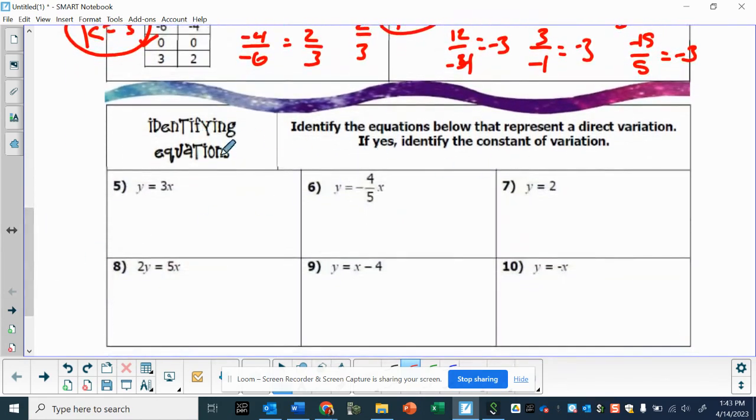In equations, remember a direct variation equation is y equals kx. So we're looking for an equation that is solved for y and has a number times x. We could also see some number k equals y divided by x. Y equals kx, this is direct variation. Y equals a number times x, direct variation. Y equals 2, not direct variation because there's no x.